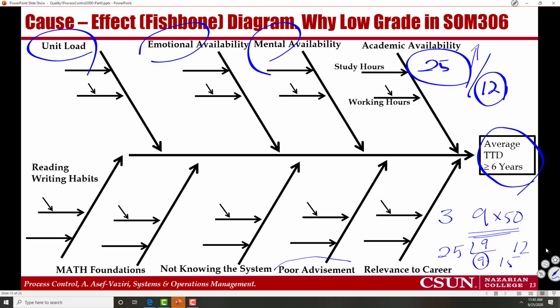We may say we have poor advisement. Math foundation of our students is not good. We may say our students do not have good reading and writing habits. We may say the students do not know how the system works. We may say courses are not well linked to the career. You may think of all of these, and then you may provide me a one-page report and a single graph, and I will acknowledge your contribution in things that are useful for yourself.